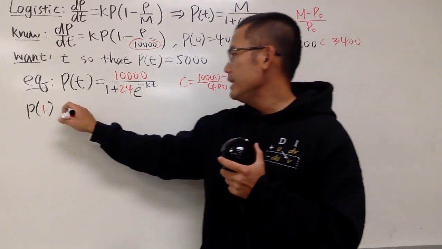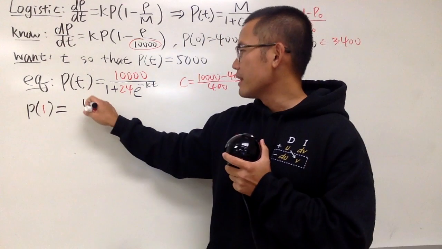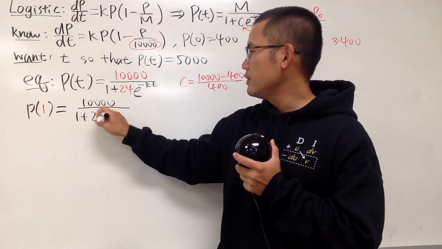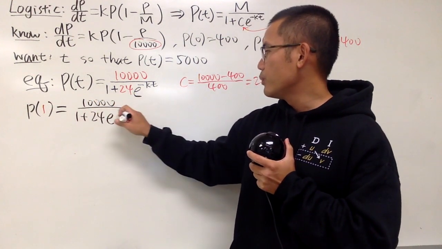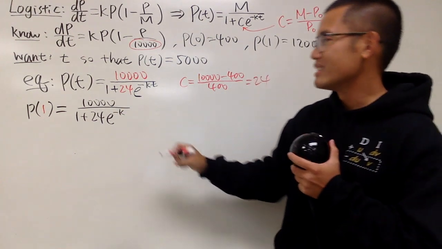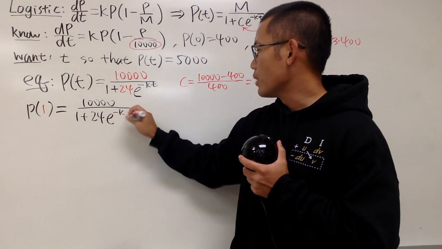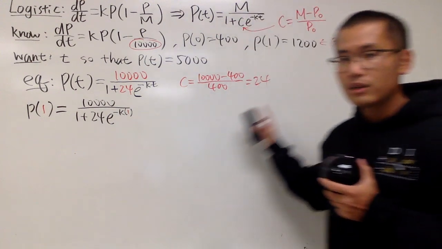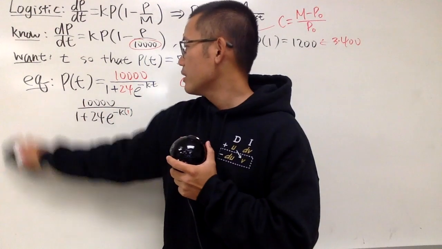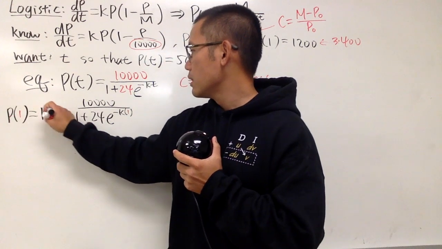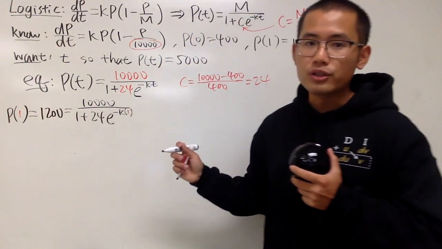P of 1 equals, on the top, we have the 10,000 over 1 plus 24 times e to the negative k, and the t is equal to 1 right here. So just put down 1 right here to emphasize. And of course, P of 1 is the 1200, so I should have put that down right here. P of 1 is the 1200, and that's equal to this expression.